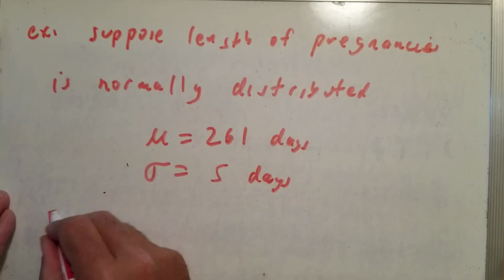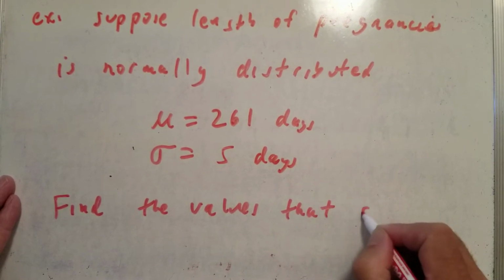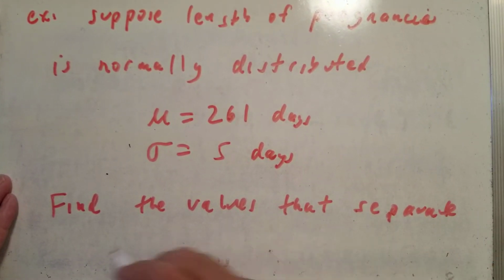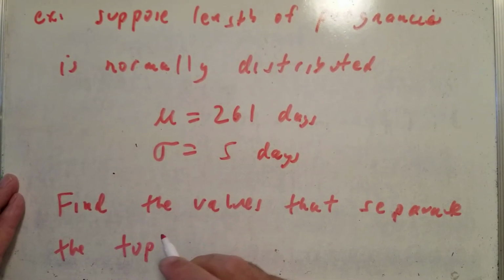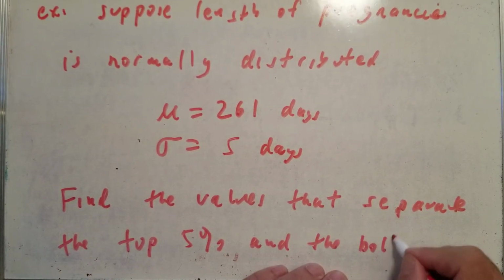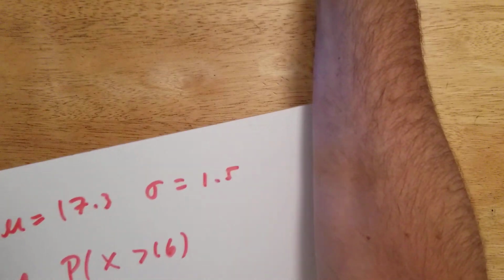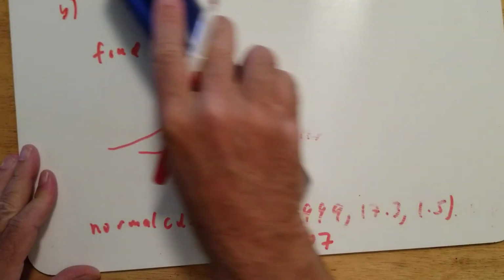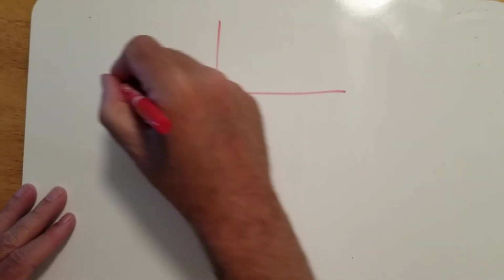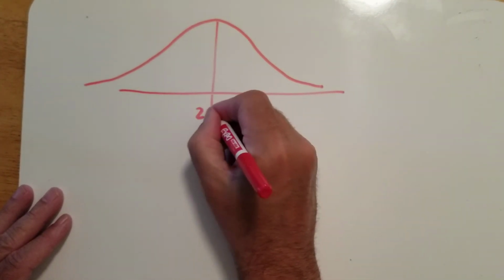This time they asked this question: find the values that separate the top 5% and the bottom 2%, say. Okay, well, here's the picture that goes along with this question. So again, I'm going to start with a graph of a normal distribution. Remember, the mean goes in the middle, and this time the mean was 261.